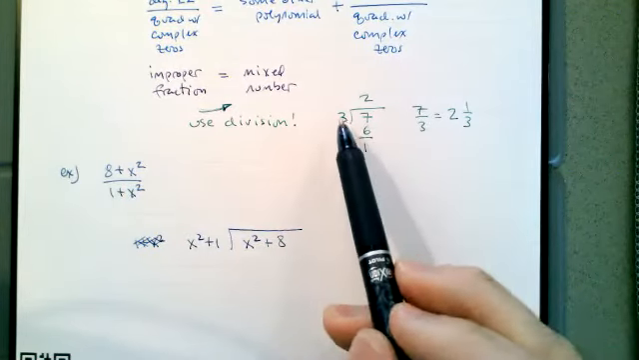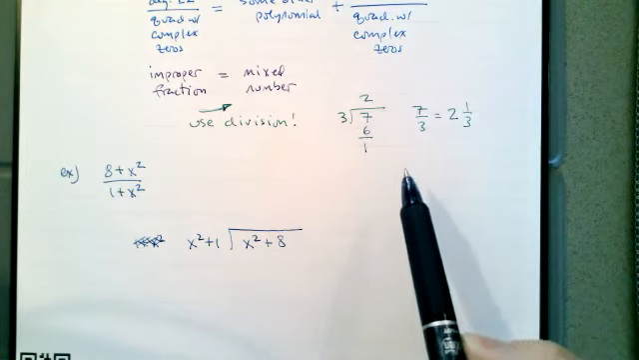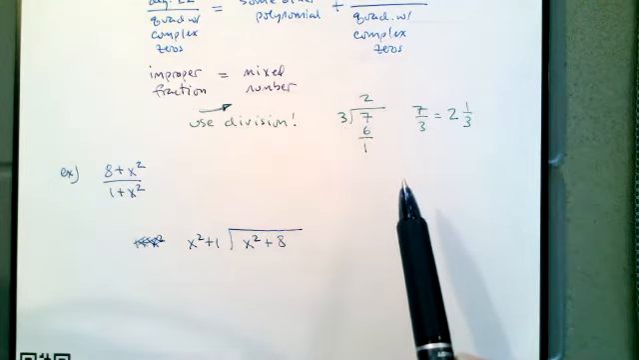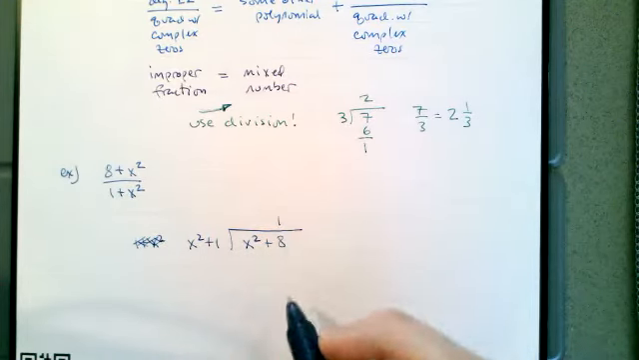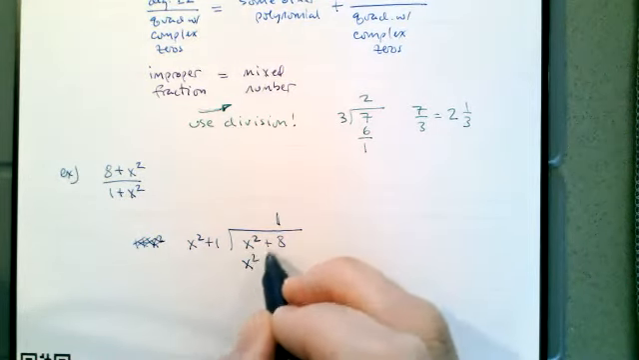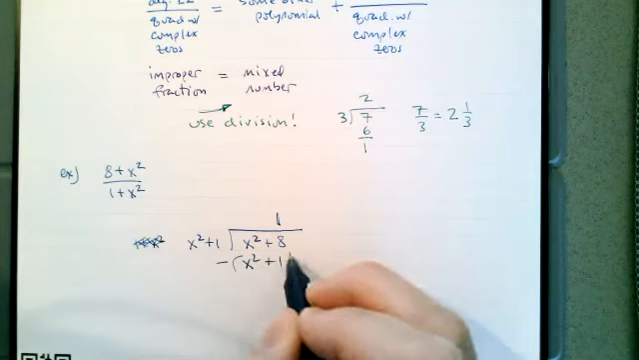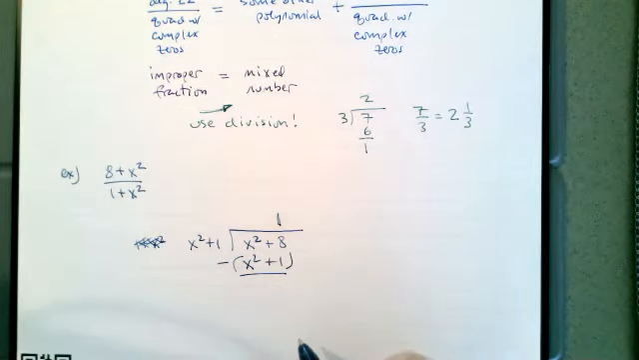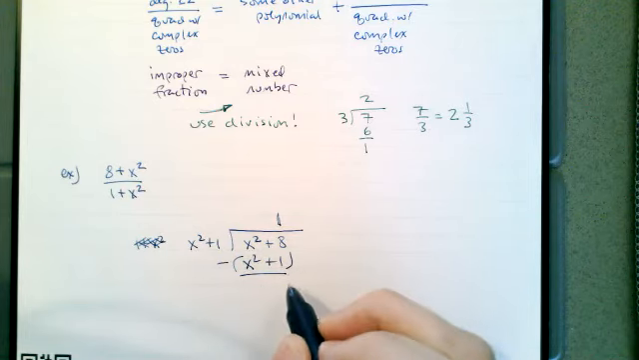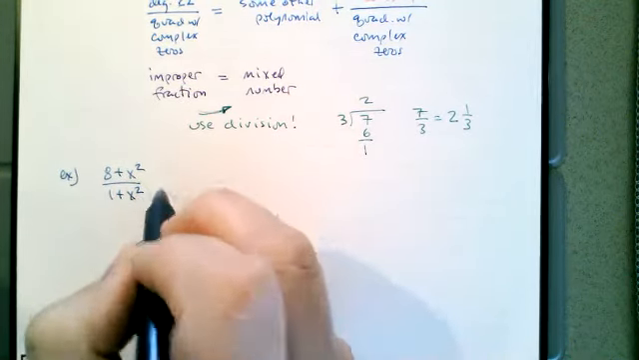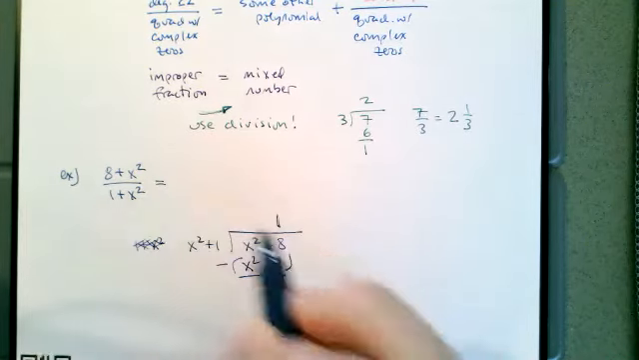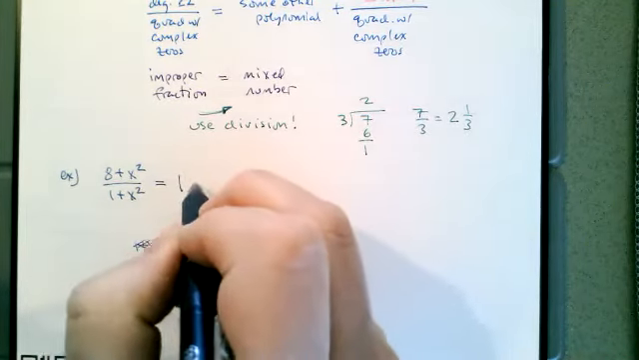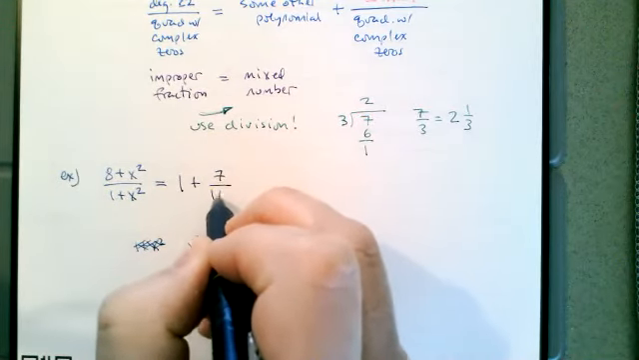We do the same thing, where here we said 3 goes into 7 2 times. What that means is that I can subtract 3 from 7 twice without going negative. I can subtract x squared from x squared once without going negative. So 1 times x squared is x squared plus 1, and then I subtract. X squared minus x squared, and then 8 minus 1 is 7. So I can rewrite this polynomial as 1 plus 7 over 1 plus x squared.